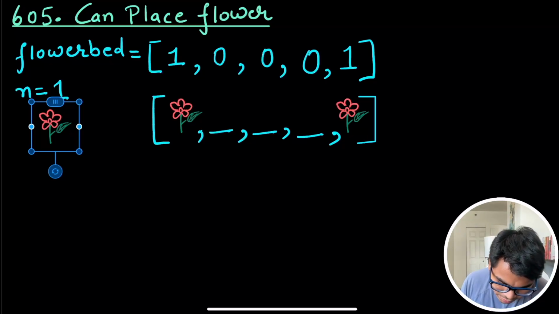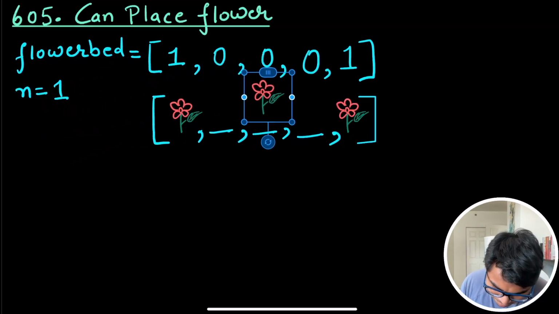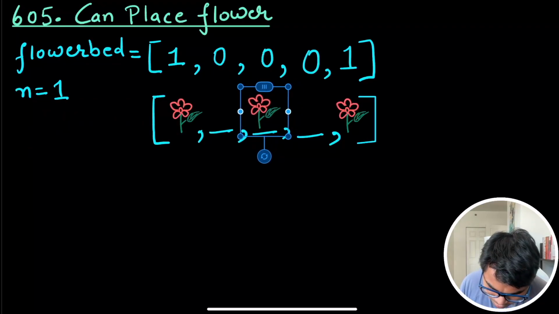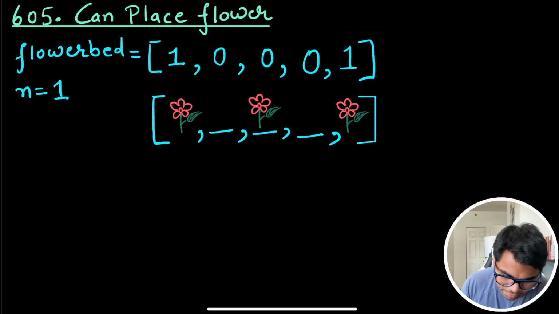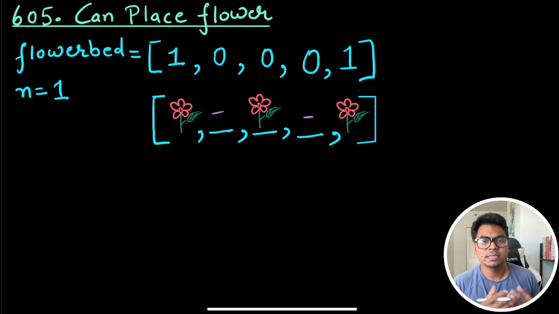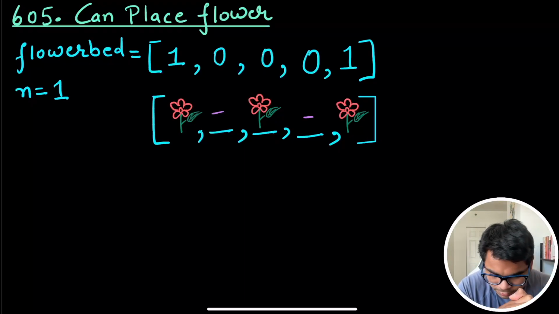So if you see right here, if I place this flower right here, then it's possible. Why? Because I have been able to place this flower in such a way that there is a gap here and here in between these adjacent flowers. So we're not violating any rules to plant these flowers.